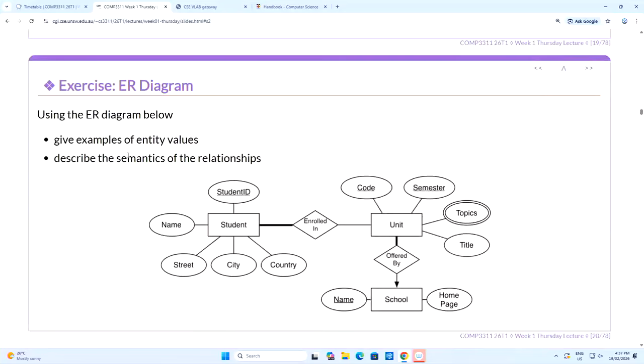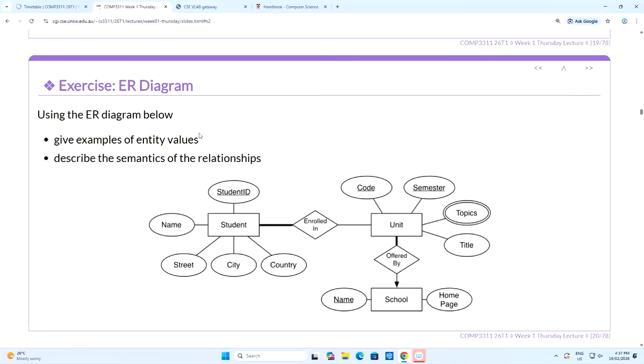So is this the schema that we have looked at before? Basically, this is an ER diagram of the university, probably the handbook schema. So we've got students, and we've got units, and we've got schools. Can anybody give examples of entity values? That's a tricky one, so I'll start with an example.